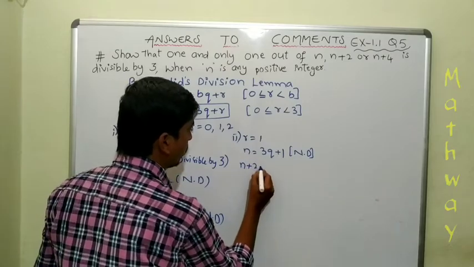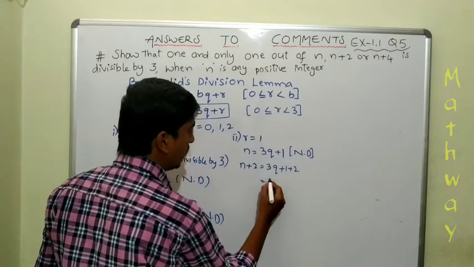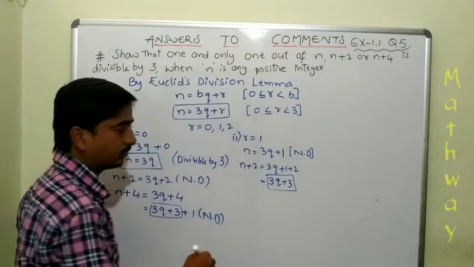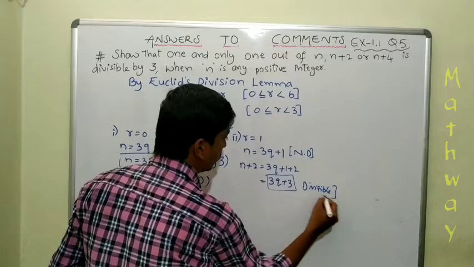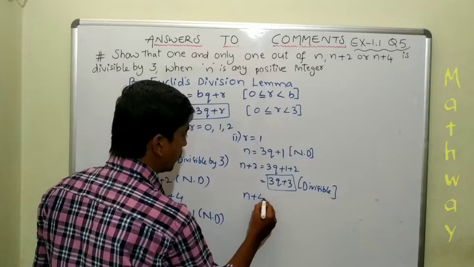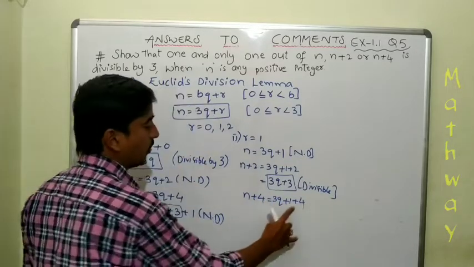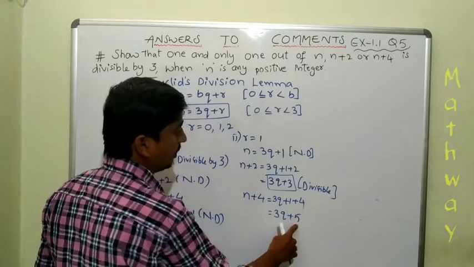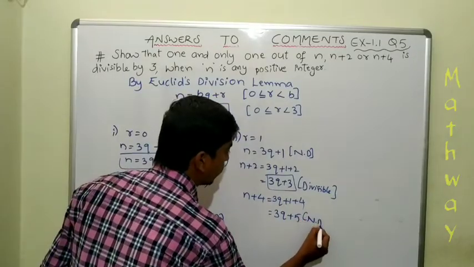We get n plus 2 equals to 3q plus 1 plus 2. 1 plus 2 is 3. So 3q plus 3, so it is a multiple of 3. Then n plus 2 is divisible by 3. Then add 4 on both sides. Then n plus 4 equals to 3q plus 1 plus 4. 1 plus 4 is 5. 3q plus 5. So here remainder 5, not a multiple of 3. That is why it is not divisible by 3.